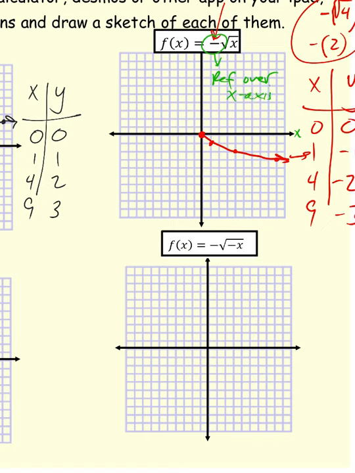So that would be something to think about moving forward: when you make the whole equation negative, as we did here by putting a negative out front, what we're really doing is taking those original y's and flipping them to the opposite value.